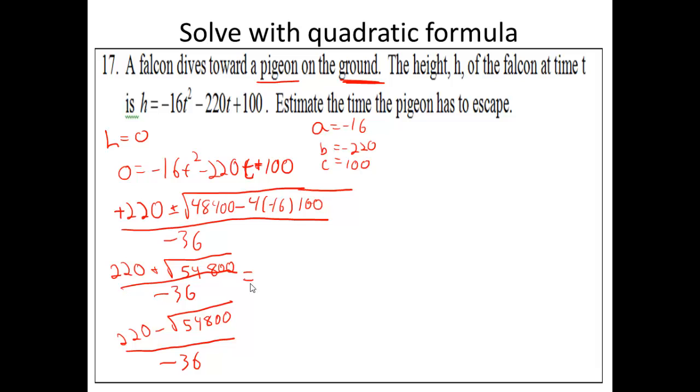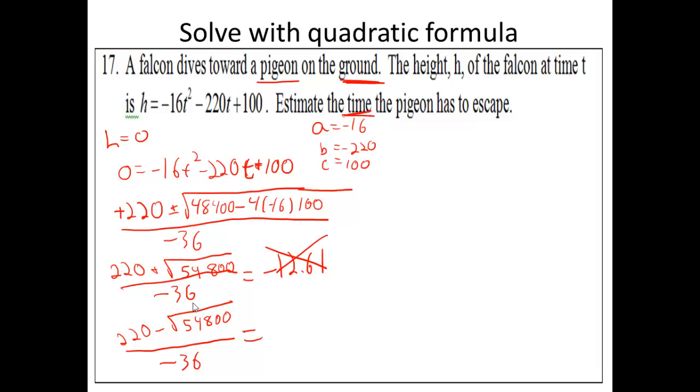And the square root of 54,800 is 234. So we have 220 plus 234 divided by negative 36. And this is going to be equal to negative 12.61. Again, we're looking for time, and time is not going to be negative for us, so we know that's not going to be the answer. So hopefully this one comes out positive, so we'll see what happens.